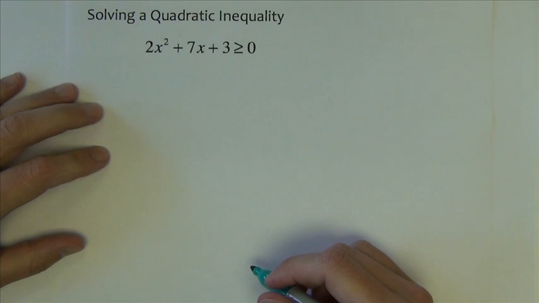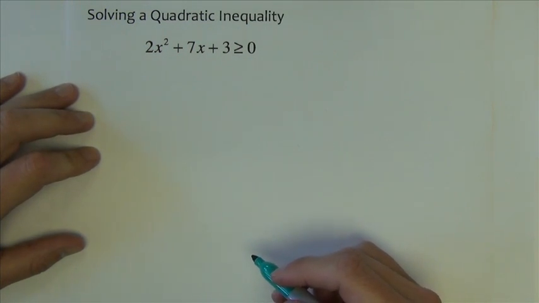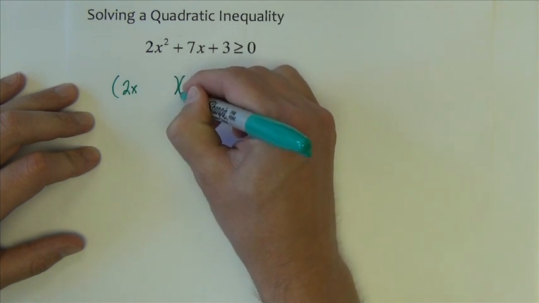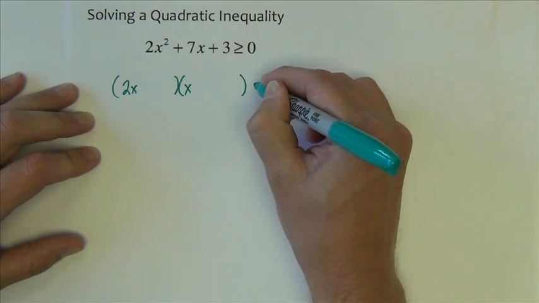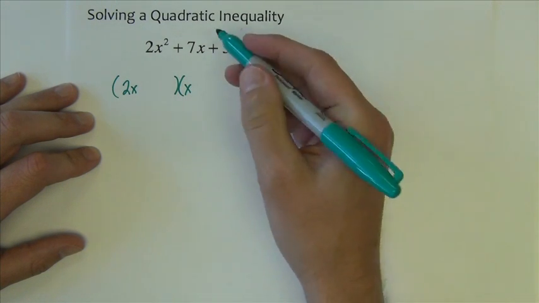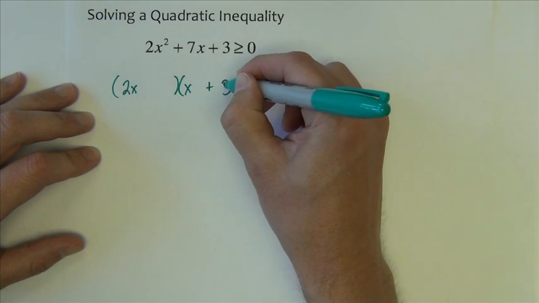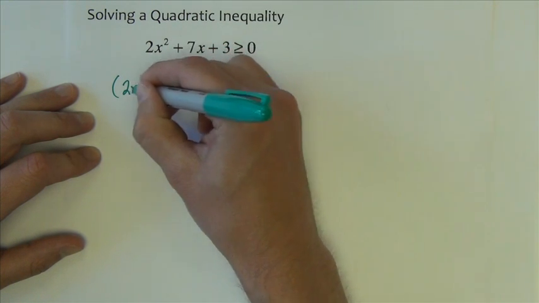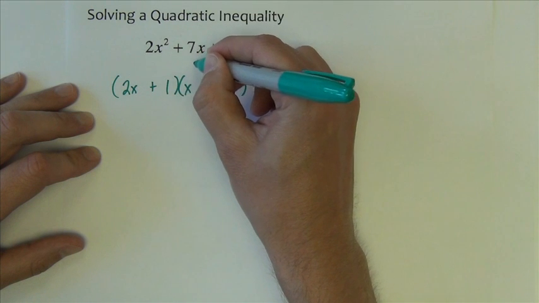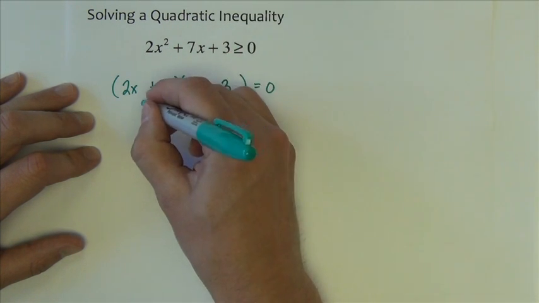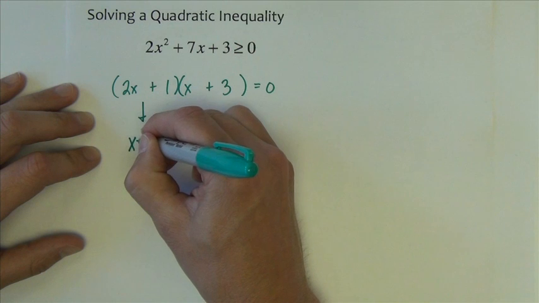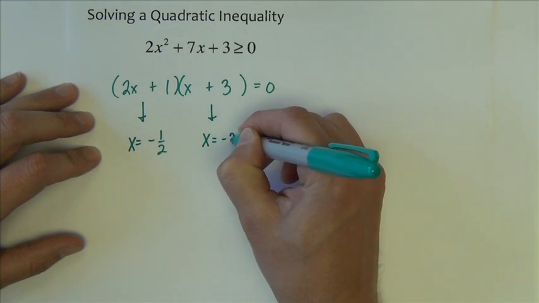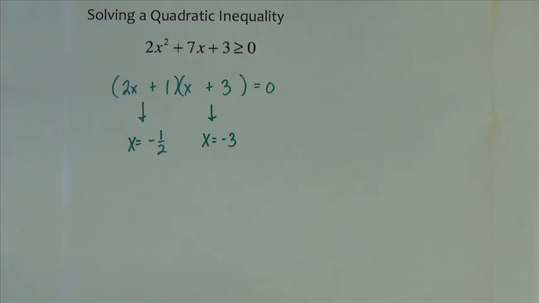Next example is another quadratic inequality. We're going to solve it the same way. I'm going to begin by finding the zeros, which will require that I factor this. So 2x times x makes my 2x squared. I think I'm going to need a plus 3 here because that'll make 6. And a plus 1 here, as 6 plus 1 makes the 7. And 3 times 1 is 3. So I get zeros at x equals -1/2 and x equals -3.